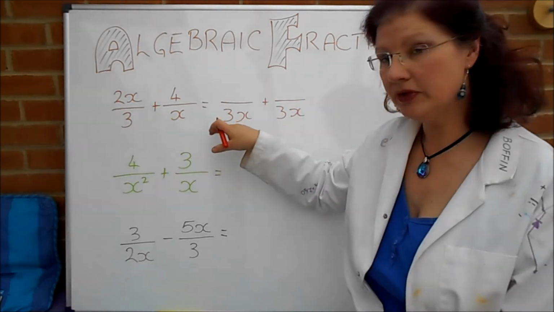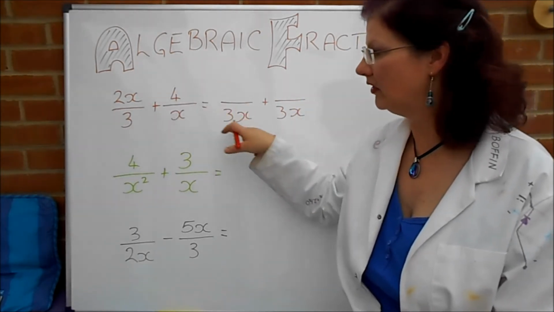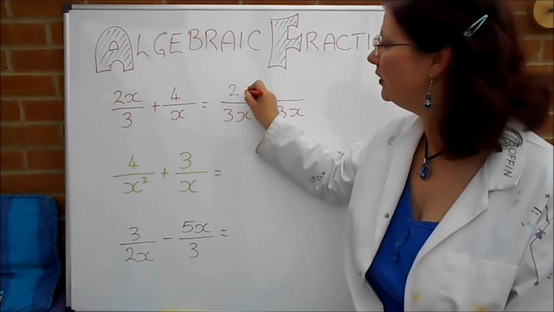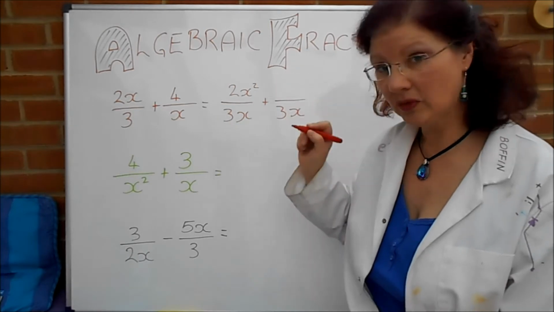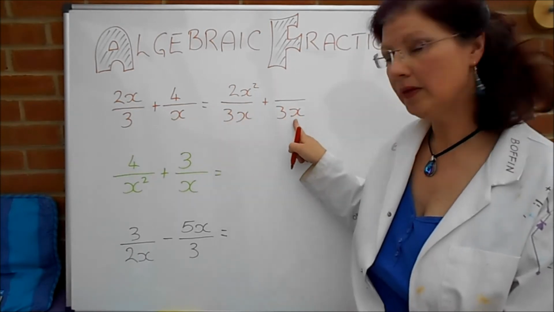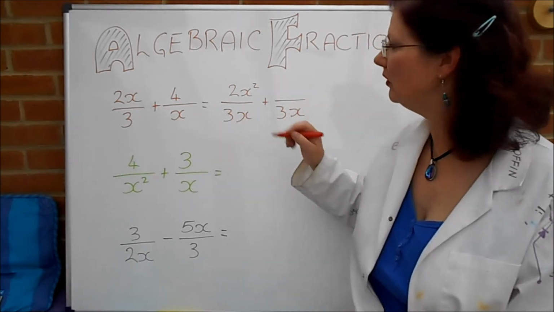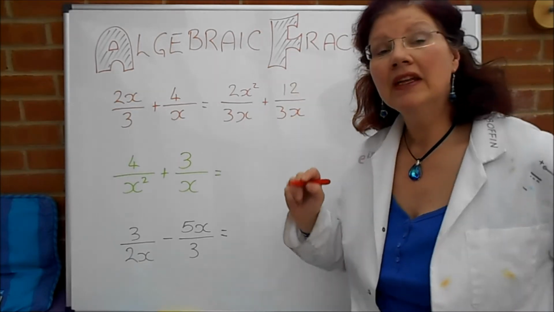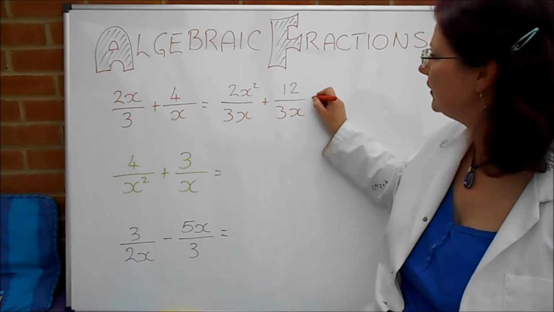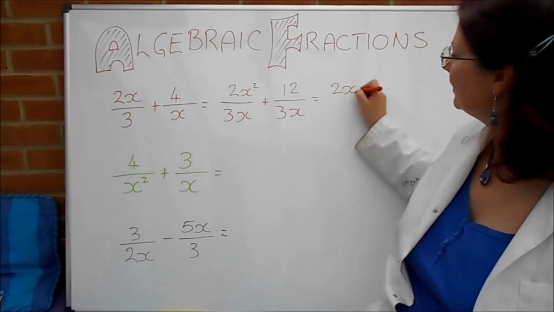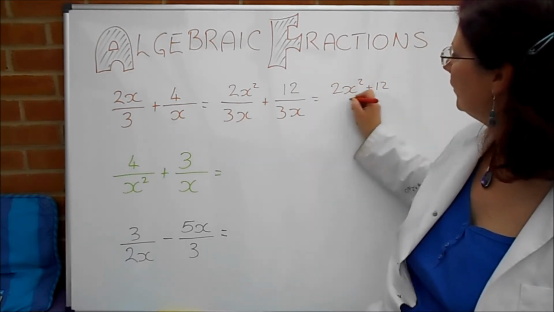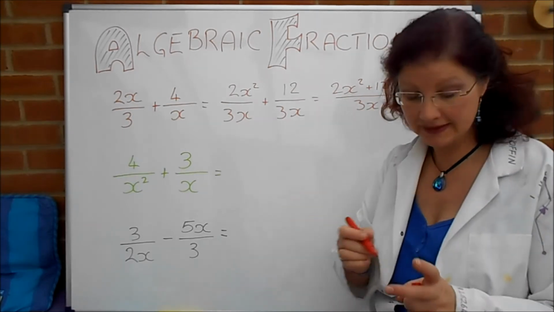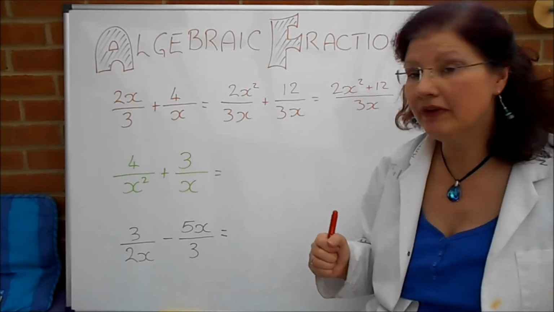Whatever you multiplied the bottom by, you do the same to the top. Here I timesed it by x, so I'm going to times the top by x to give me 2x squared. And here I multiplied the bottom by 3, so I'm going to do the same on the top to give me 12. Okay? Now the bottom is the same, so we simply add the tops to give 2x squared plus 12, whole thing over 3x. And that's the answer.